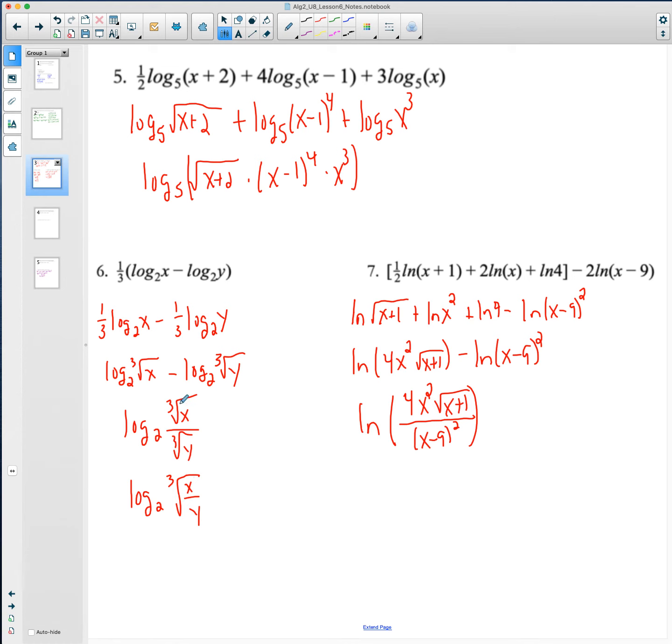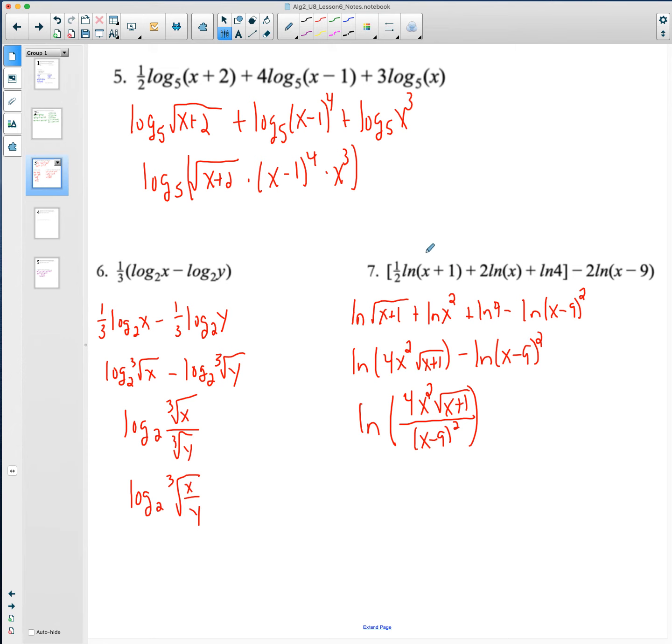Now, you could get to this the same way if you simplified in the parentheses first, because notice this is a subtraction problem. So I could do log base 2 of x divided by y, and then I can take that power inside, and that would give me the same result. Okay, so let's check out number 7 here.